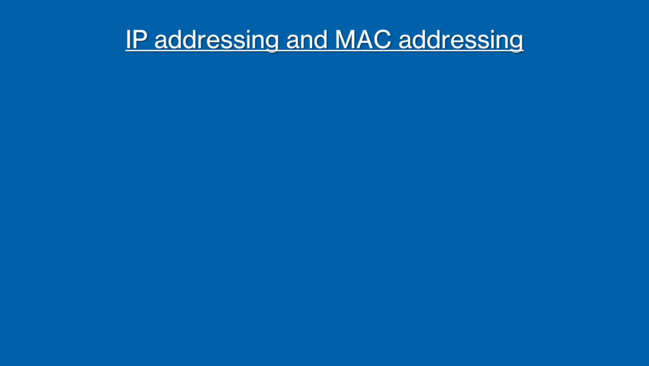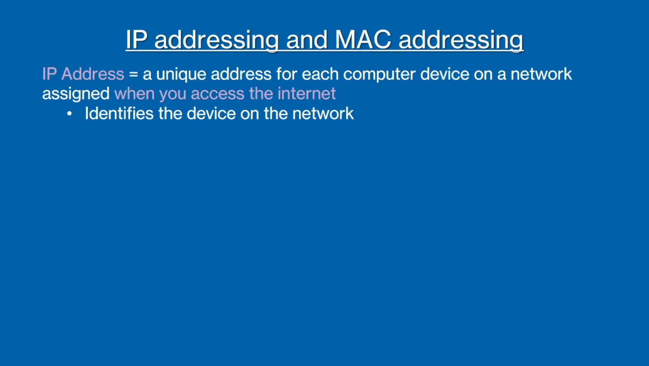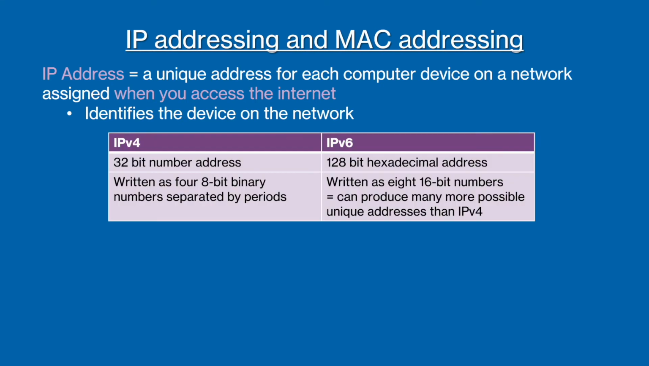Next, you need to be able to know what IP addresses and MAC addresses are. An IP address, or Internet Protocol address, is a unique address for each device on a network, and it is assigned to you when you access the Internet. It identifies and differentiates every device on the Internet. There are 2 types of IP addresses that you need to be aware of, IP version 4 and IP version 6. As I'm sure you can guess, IP version 6 is the later, updated, and more commonly used version of IP addresses nowadays.